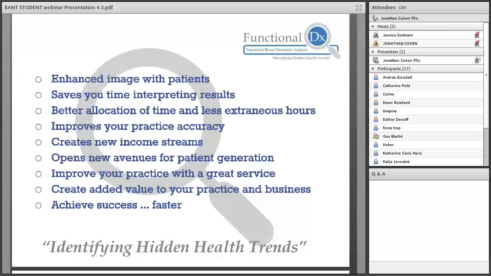In other words, you can offer this to a wide range of people, saying, would you like your health status checked? Would you like to know where you're trending towards? So it opens up new avenues for patient generation, improves your practice because it's a great service, and creates added value to both your practice and business. And frankly, you achieve success, as I showed you with Mrs. W, faster.